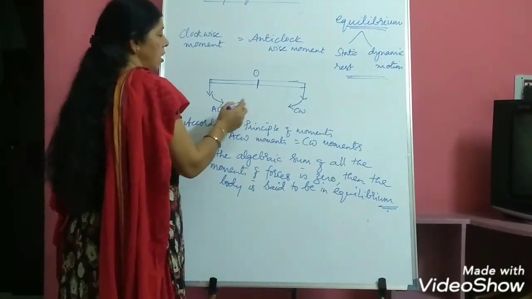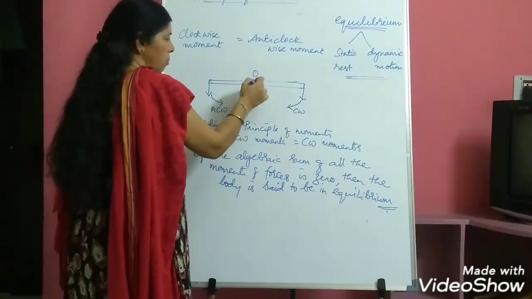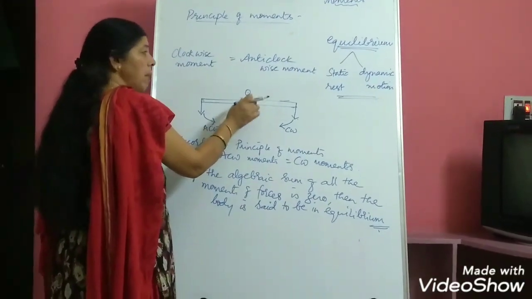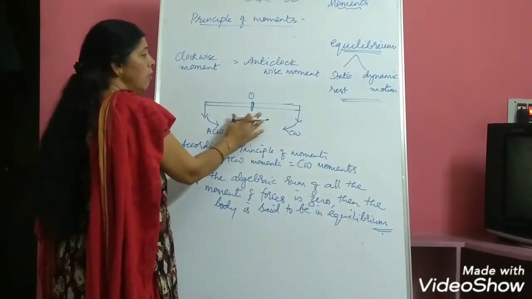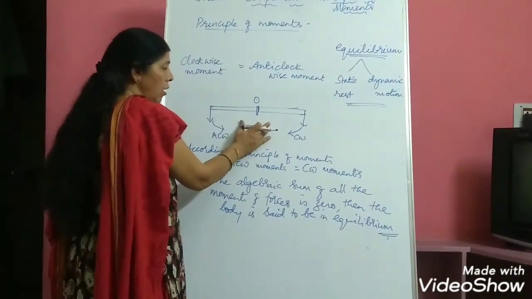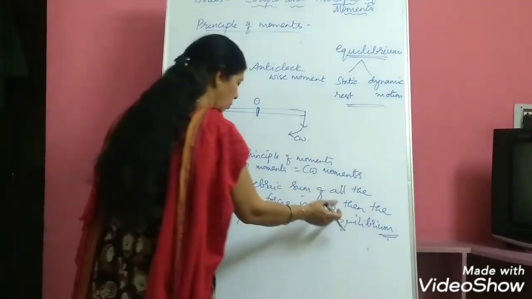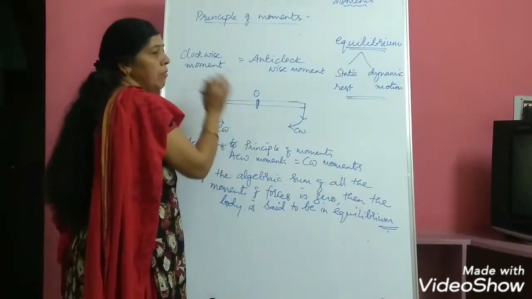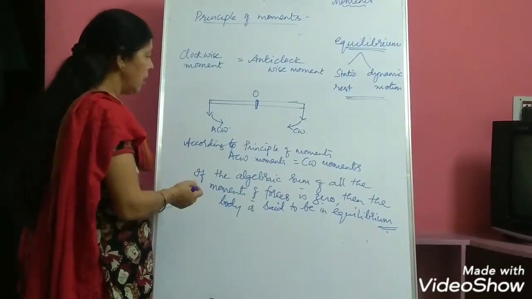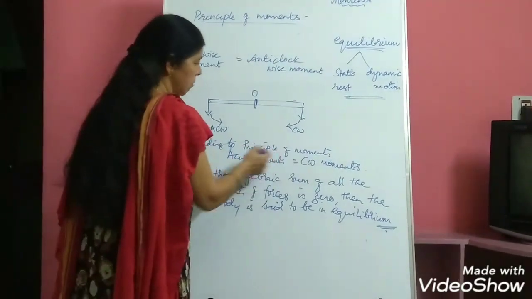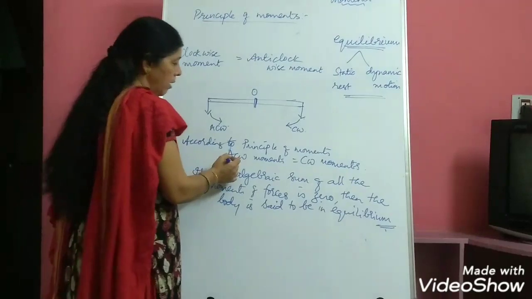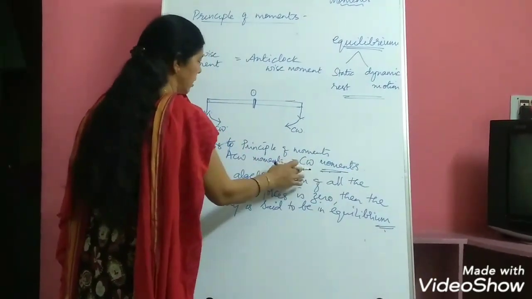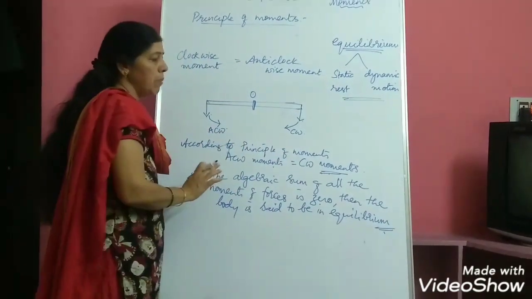So always remember, whenever a body has to be in equilibrium condition, then a number of forces will be acting on the body, but the resultant of all the forces will be equal to 0, and the algebraic sum of all the forces acting on the body will be equal to 0. In such cases, the body will be in equilibrium condition, and this is what the principle of moments says. So anti-clockwise moments will be always equal to clockwise moments. If you have this, then the body will be in equilibrium condition.